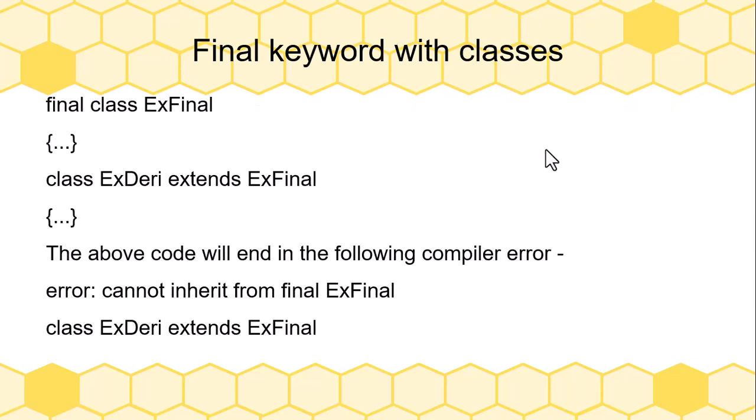Here is an example. We have an xFinal class which is final. The derived class, if it extends xFinal, will end up in a compiler error, as shown at the bottom of the slide.